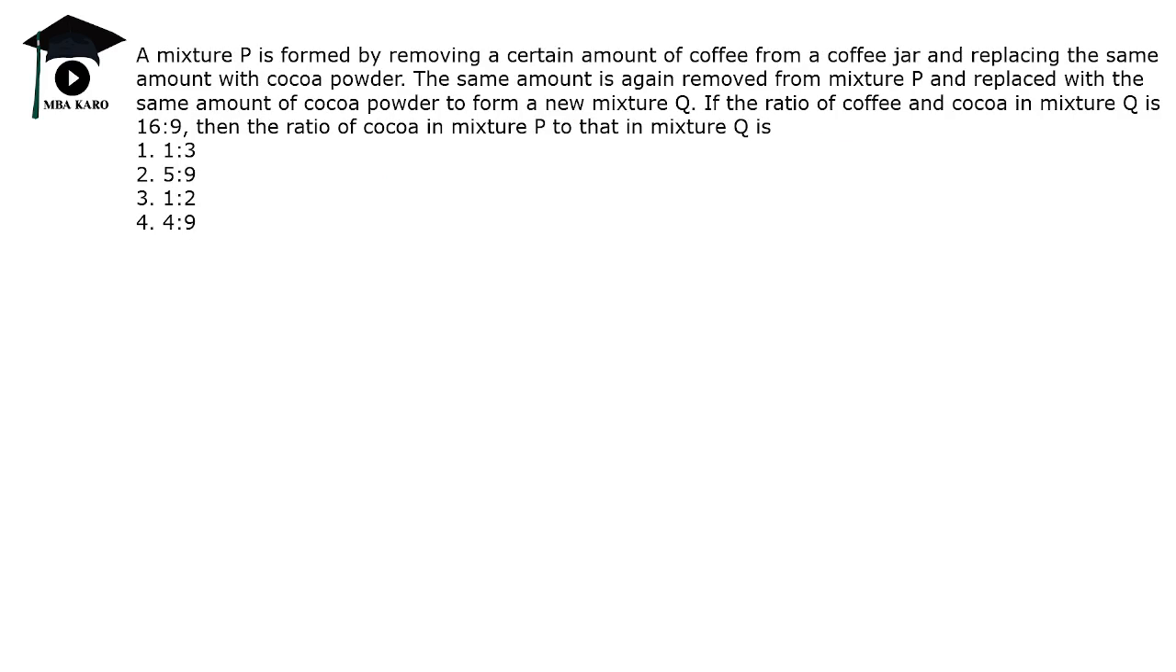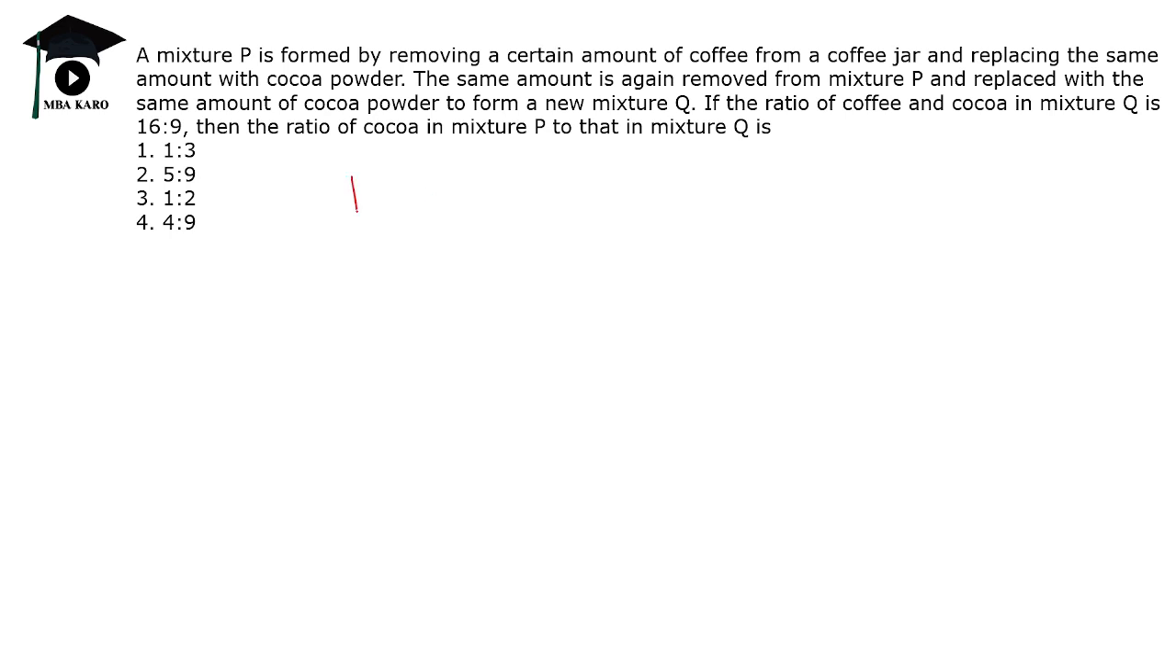A mixture P is formed by removing a certain amount of coffee from a coffee jar and replacing the same amount with cocoa powder. The same amount is again removed from mixture P and replaced with the same amount of cocoa powder to form a new mixture Q. If the ratio of coffee and cocoa in mixture Q is 16:9, then the ratio of cocoa in mixture P to that in mixture Q is.